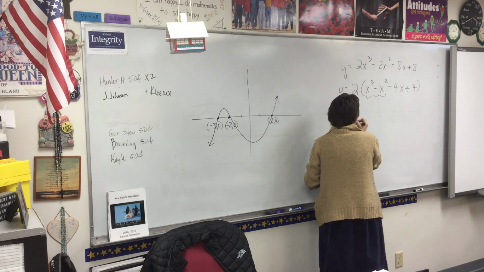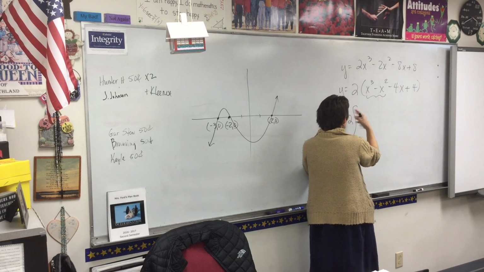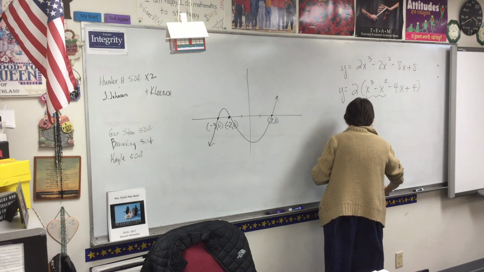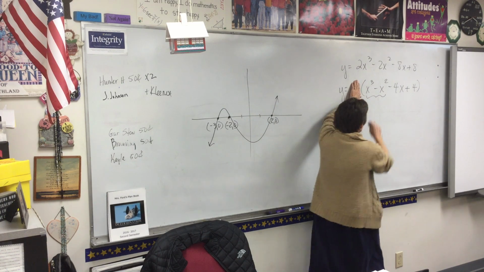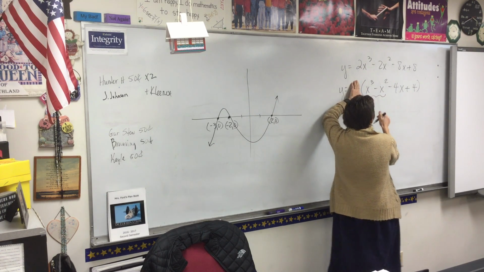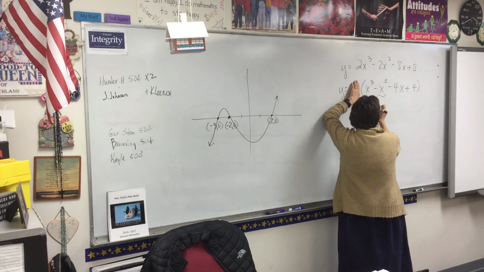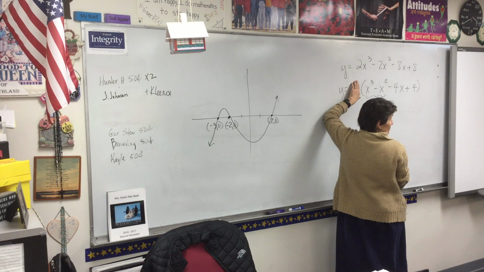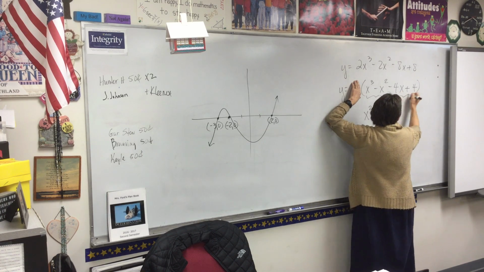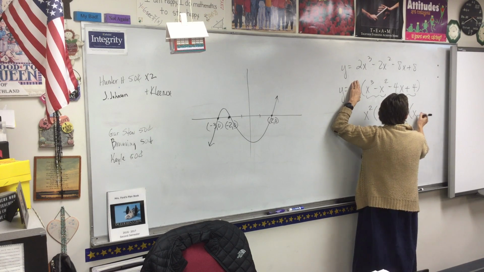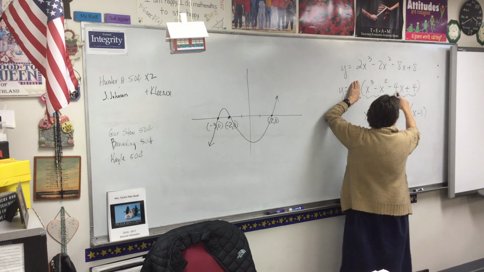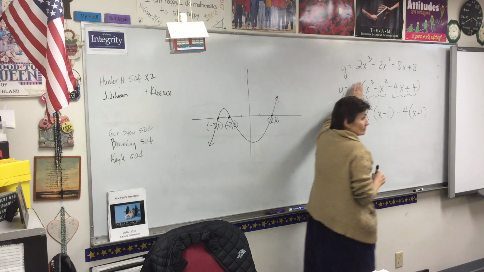So, I'm going to just bring this 2 along for the ride. He's just there. In fact, you know what? I'm not even going to write him because I'm afraid it'll get confusing. Let's forget about him for a minute. What can I take out of here? X squared, leaving me with x minus 1. What about here? -4, leaving me with x minus 1. We took out a negative.